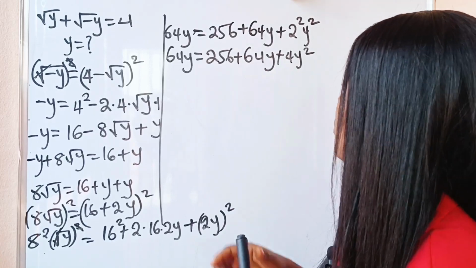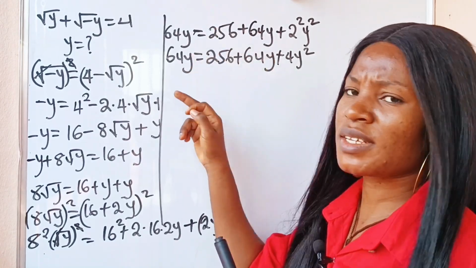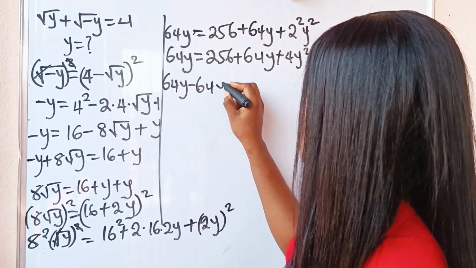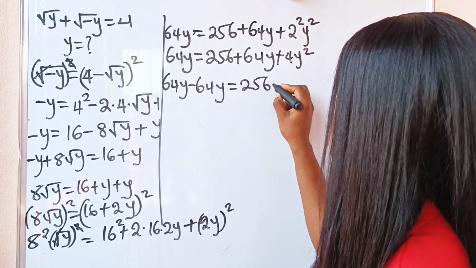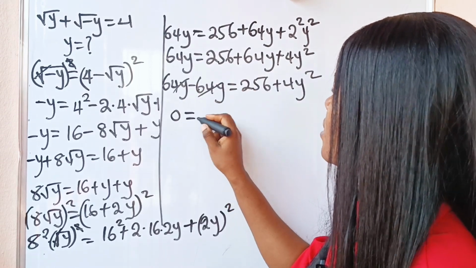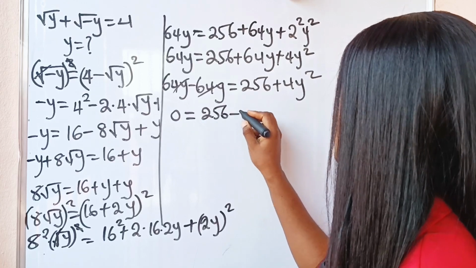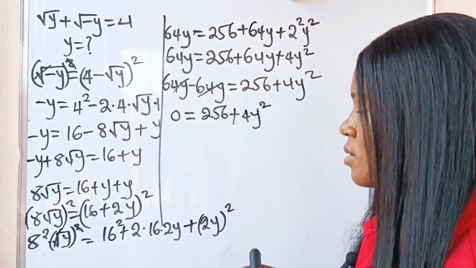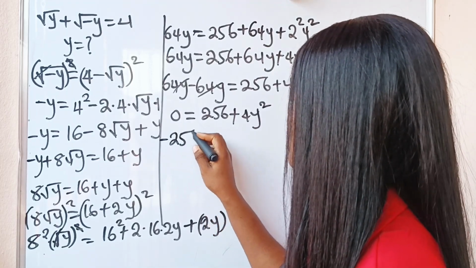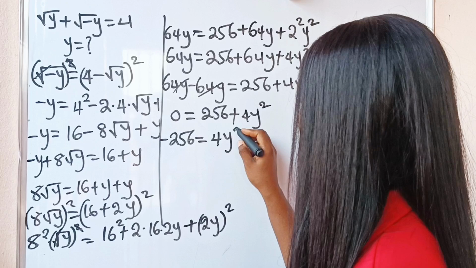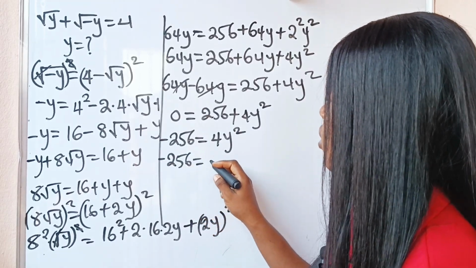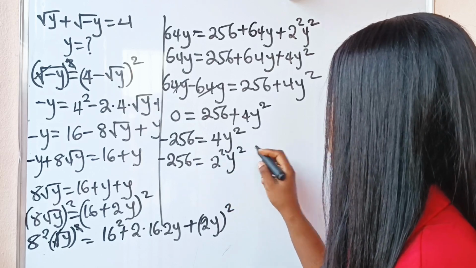All right, now let us transfer this 64 to this side. If we do that, we have 64y minus 64y is equal to 256 plus 4y squared. Now this and this go, we have 0 here, right? 0 is equal to 256 plus 4y squared. Now let's transfer this to this side. If we do that, we have minus 256 is equal to 4y squared. So we have minus 256 is equal to 2 squared multiplied by y squared.